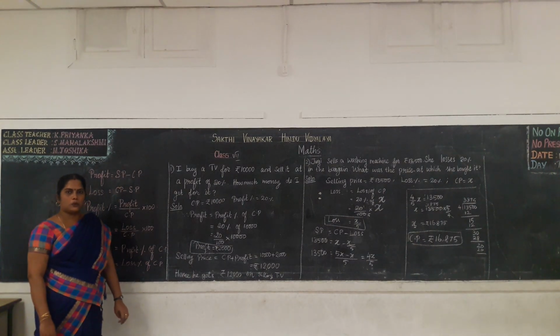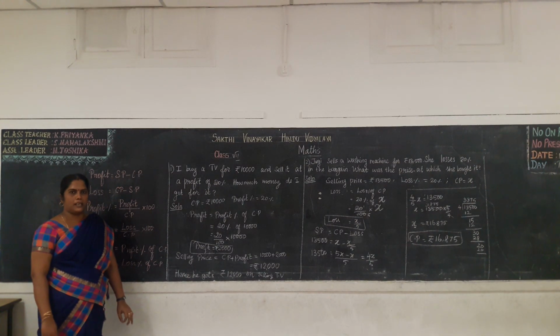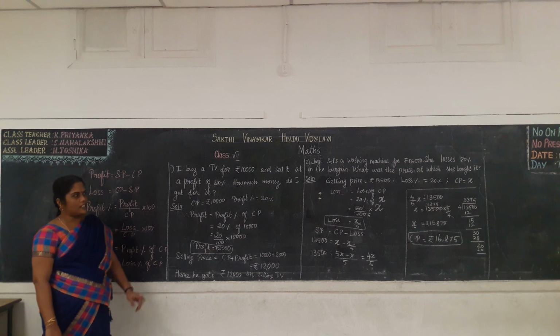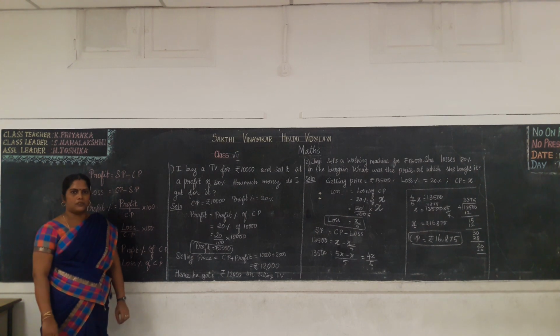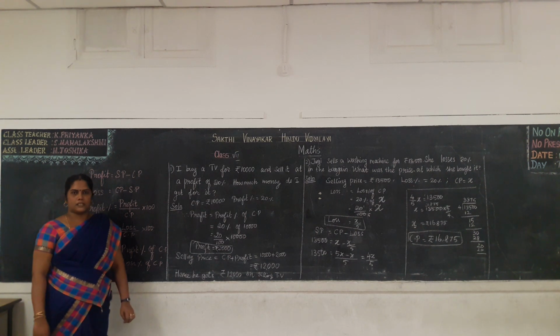To all. Today we are going to discuss a very important topic, that is profit and loss. Before starting our question, let us have a quick recap. The first one is SP. SP means selling price and CP means cost price.